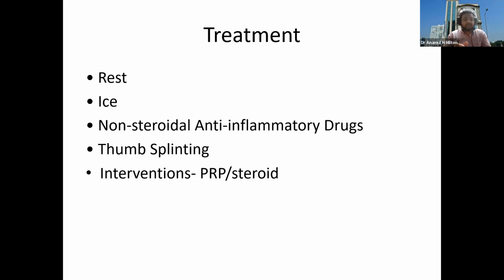At that time, rest is the very important part of treatment. So ice, and sometimes NSAIDs and a thumb splint. Sometimes we fix this area with a thumb splint. If it does not improve with conservative treatment, then we look for intervention like PRP for degenerative changes. If there are inflammatory changes, then we consider steroid.